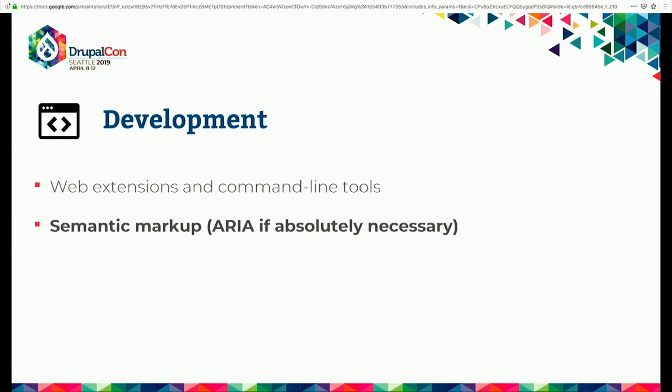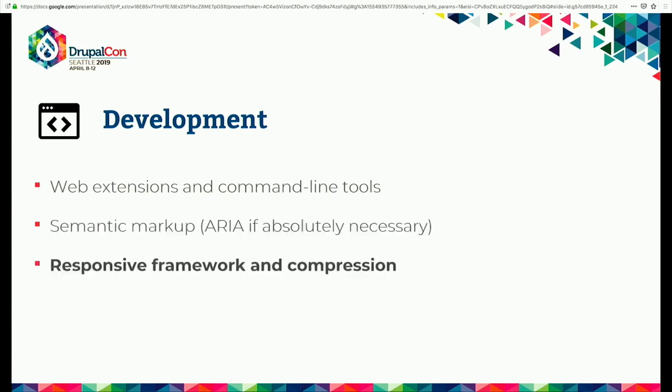And then we want to use correct semantic markup and use ARIA roles if absolutely necessary. We don't want to reinvent the wheel and then give it a flat tire. So we shouldn't be using spans when we can just use a button instead. So things like that.